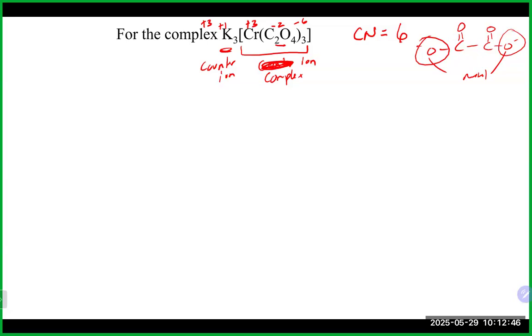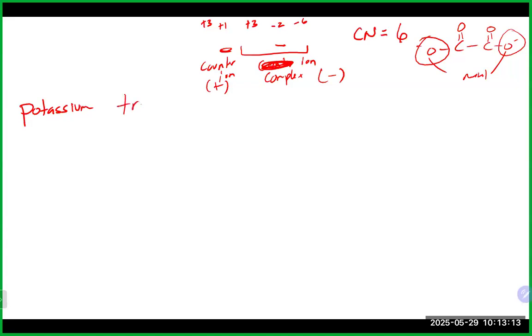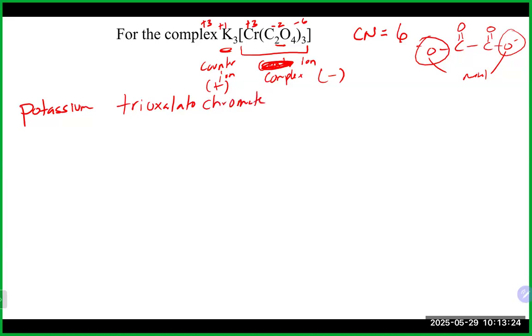And since we have 3 of them, that's going to give us a coordination number of 6 in this case. So to name this, we will roll with the whole name here of our metal. Our complex ion is actually negative. Our counter ion is positive. So we do have 3 of the oxalate. And if we go to oxalate here, that is oxalato. And 3 is trioxalato. And here, because it is a negative, we will have to use chromate instead of chromium.